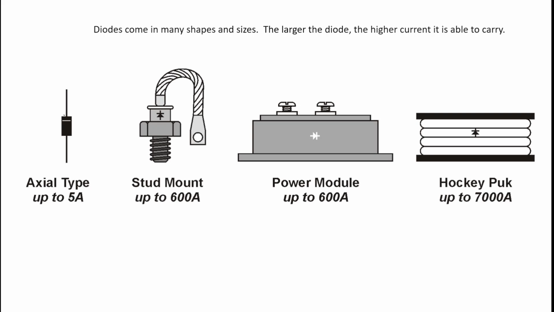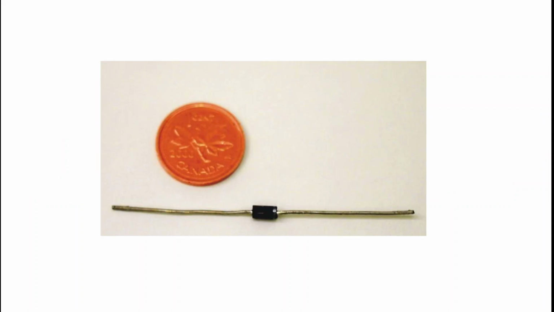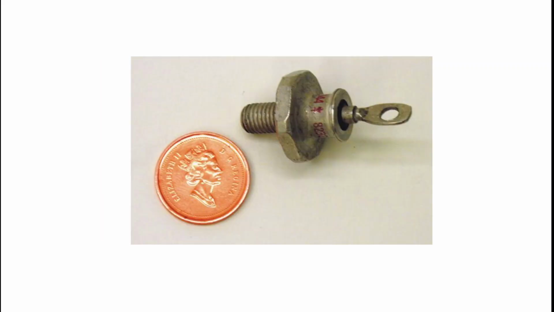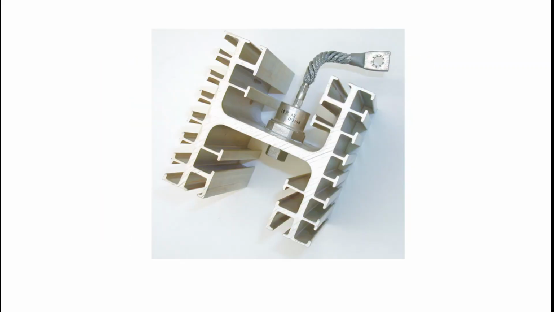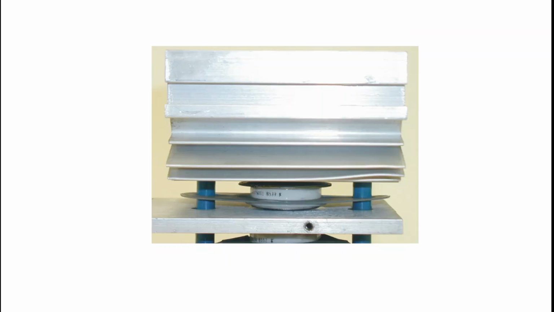Diodes come in many different shapes and sizes. The larger the diode, the higher current it is able to carry. Axial type are the very small ones that we see connected into circuit boards, all the way up to a puck type, which is very large, meant for very high values of current. Sometimes they're individual like this. There's a stud mount, and then a stud mount connected to a heat sink, and finally a puck type mounted to a heat sink, and that just disperses the heat so that the operational temperature of the unit can remain within its rated value.